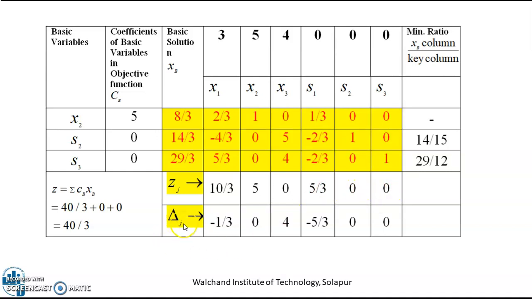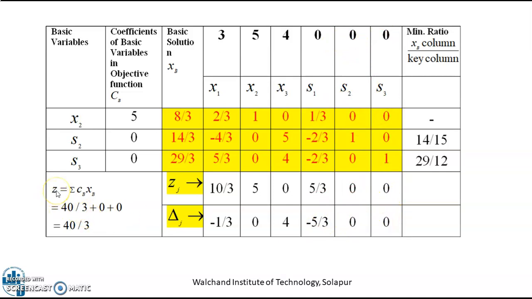Now, calculating delta j, that is the subtraction of this coefficient and the zj entry. Now, this 3 minus 10 by 3 is minus 1 by 3. 5 minus 5 is 0. 4 minus 0 is 4. 0 minus 5 by 3 is minus 5 by 3, 0 minus 0 is 0, and 0 minus 0 is 0.